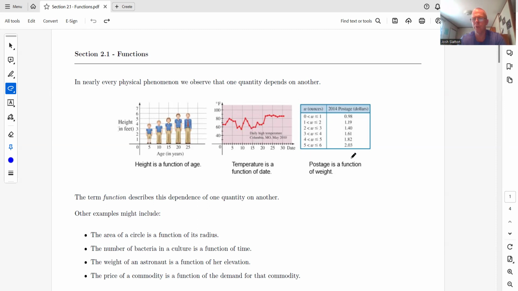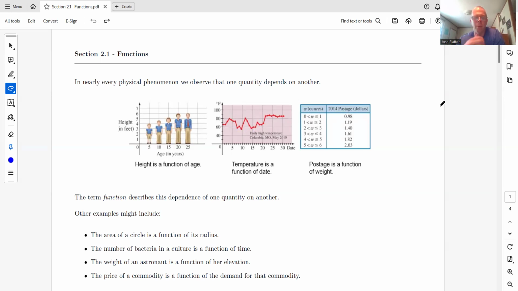Or we could look at postage as a function of weight. And so in this case, it's a little bit different. So here we have a range of weights. So from 0 to 1 ounce, the postage would be 98 cents. From 1 to 2 ounces, the postage would be 119. So it's not like this where it's going up or down depending on the date. In this case, it is one particular dollar amount for a range of weights, and then when we get past one, it's going to bump up, and when we get past two, it's going to bump up again, and so on.